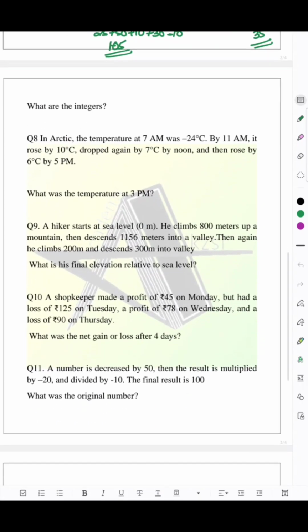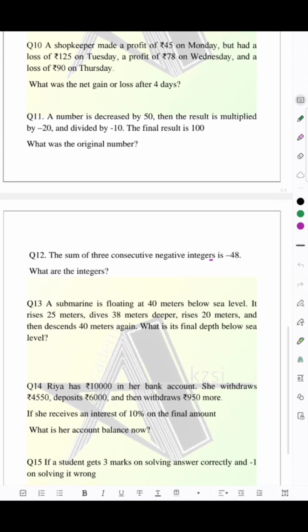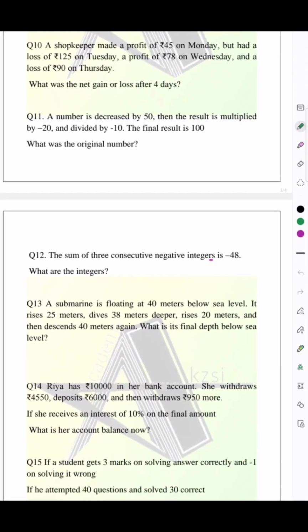Now let me do question number 10. It says a shopkeeper made a profit of 45 on Monday but had a loss of 125 on Tuesday, a profit of 78 on Wednesday, and a loss of 90 on Thursday. What was the net gain or loss after 4 days? So I'm just making two different columns for profit and loss. This will help you get better clarity.